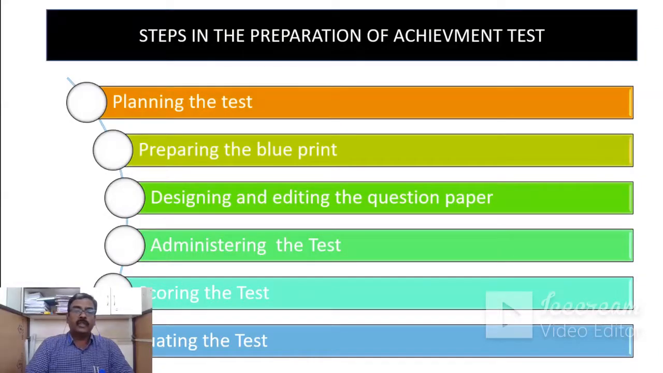So the steps in the preparation of the achievement test we can discuss first of all. First one is planning the test. Second one is preparing the blueprint, writing and editing the question paper. Next, administering the test. Next, scoring the test. At last, evaluating the test. These are the steps involved in the preparation of achievement test.